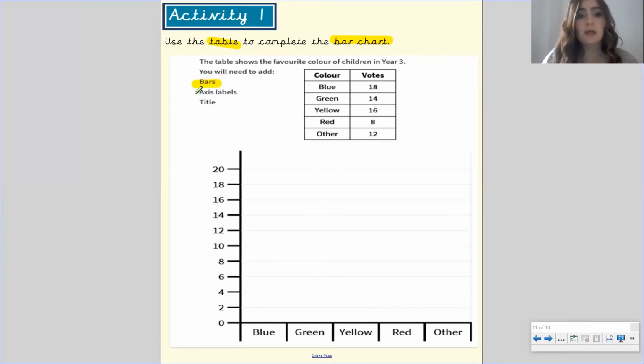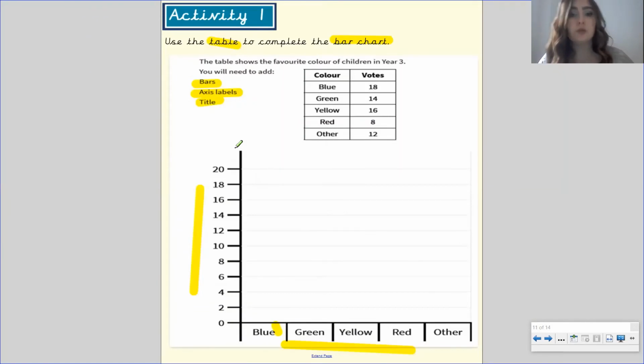You're going to need to label your axes. So what is this bit showing? What are you going to write here? And what is this bit down here showing? And then you need to make sure you've got a title. So your title could be something like a bar chart to show, and then tell me what it's showing. If you're completing activity number 1, please pause the video here to do that now.